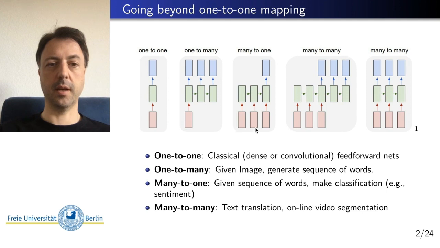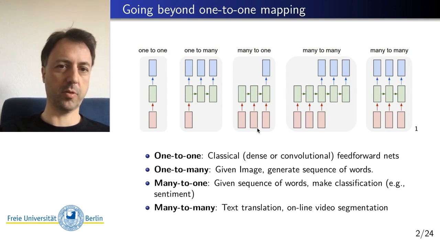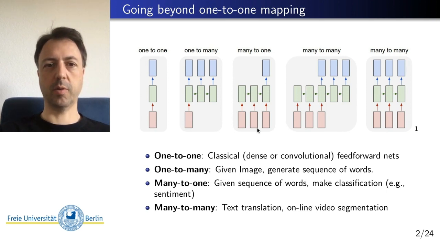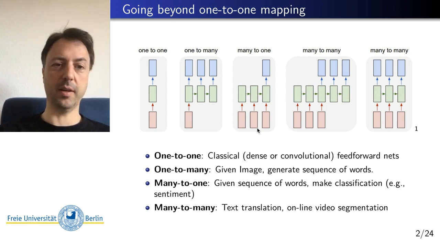It could be many-to-one. So let's say we have a text as an input, and we want to classify it somehow. So we want to, for example, decide what is the sentiment of a tweet text. So is it happy, joyful, angry, defensive, whatever.